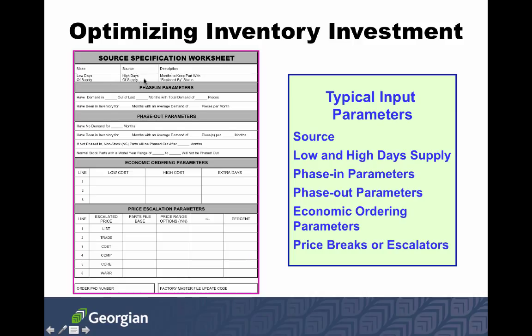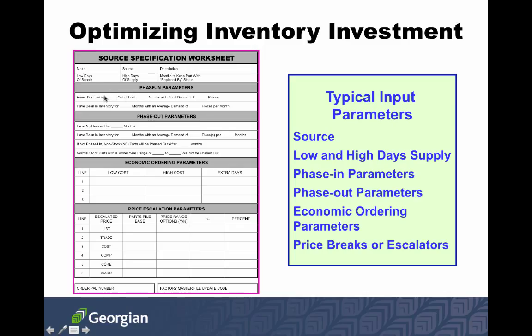Low day supply and high day supply. Low day supply is also often called minimum, high day supply maximum. Day supply might be called BRP, best reorder point, and high day supply, BSL, best stocking level, but they're all the same. That's the parameters of low day supply. Phase in parameters and phase out parameters come next. So these are what we are seeing, what these settings alter, BSL and BRP.